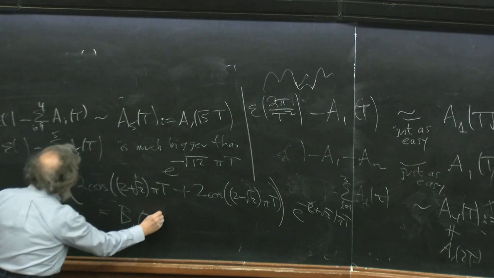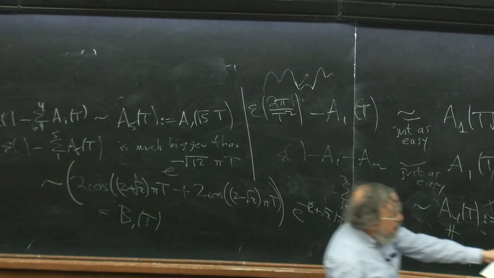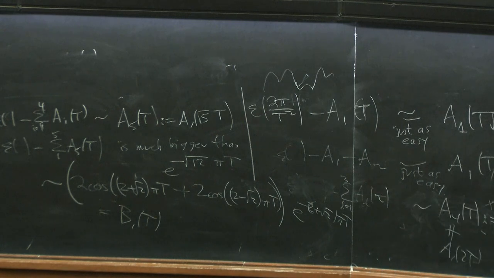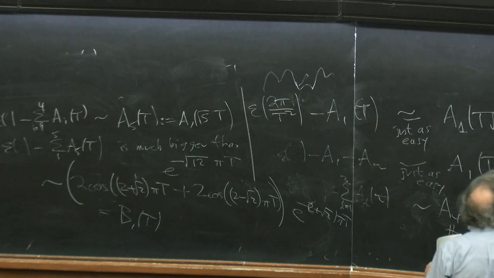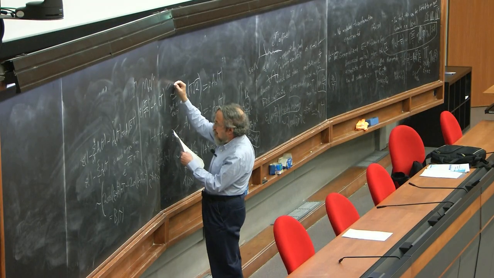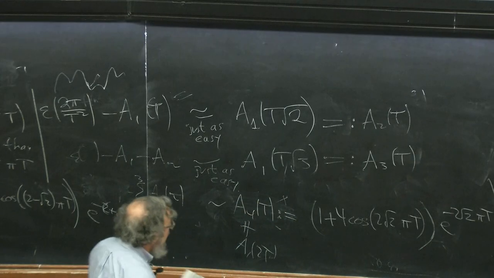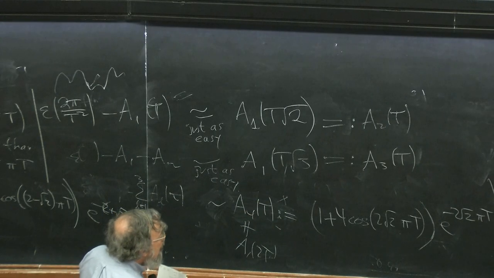So now we have a1 up to a5, where a1 is this rather simple function, a pure cosine function. Where's a1 even gone? I hope it's still there. Did I erase it? If I erased it, I should put it back. A1 of t, maybe I should put back. Is it still here somewhere? Where?